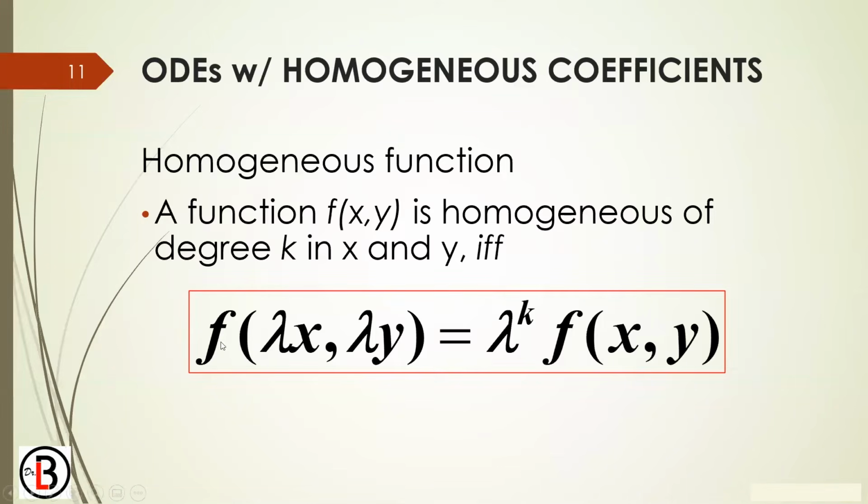and only if the function of lambda x, lambda y is basically the same as lambda raised to k times the function of x, y. Take note, originally you were given a function of x, y. And then if you introduce lambda in the function, so it becomes lambda x and lambda y, what happens is that you should be able to take out the lambda with a certain degree. So that one is going to be homogeneous with degree k in both x and y.